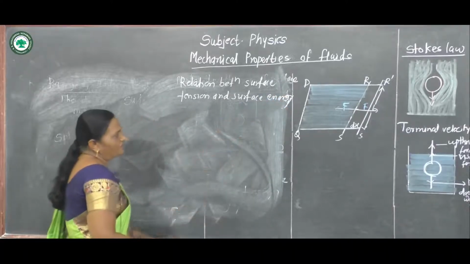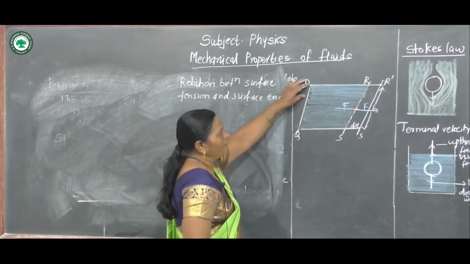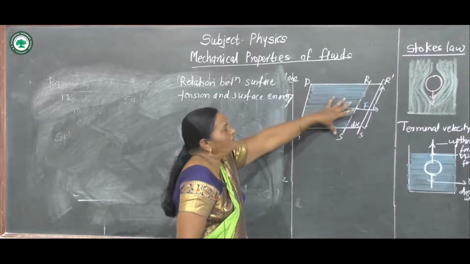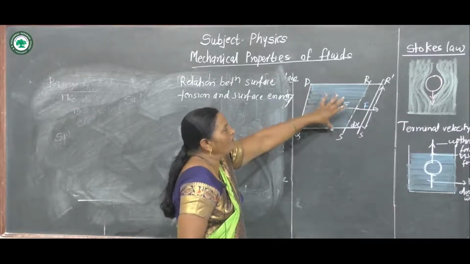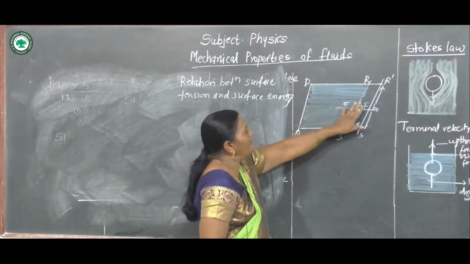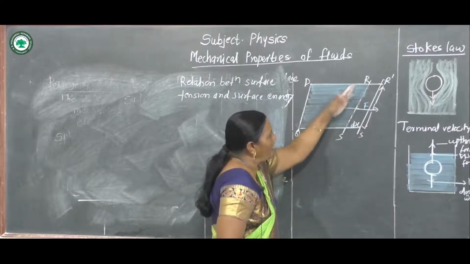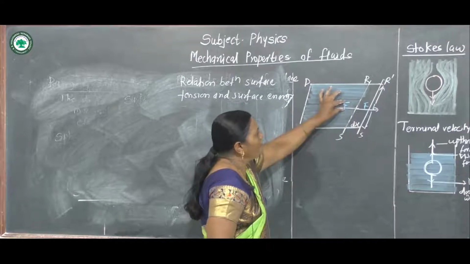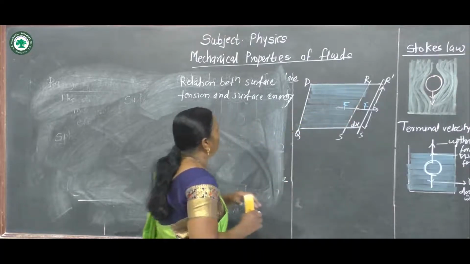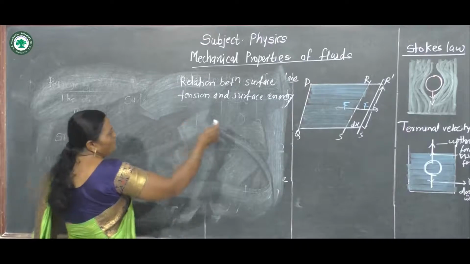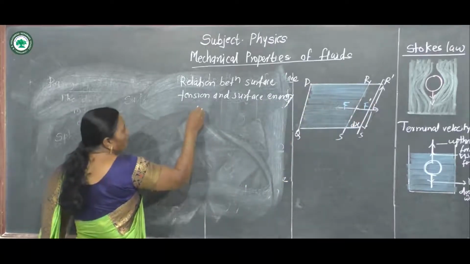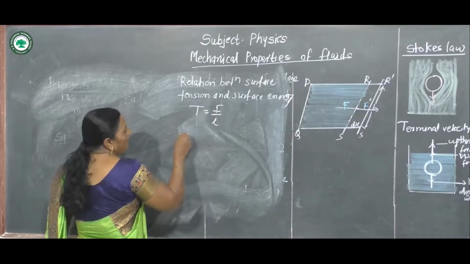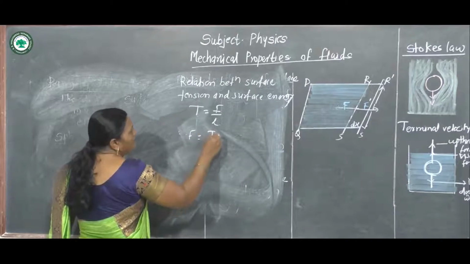Now consider the rectangular frame PQRS. This frame is dipped in soap solution, and two films are formed. RS is movable. If we increase this area, a force acts on the film. The force of surface tension: we know surface tension T is equal to F upon L. Therefore, force of surface tension is T into L.